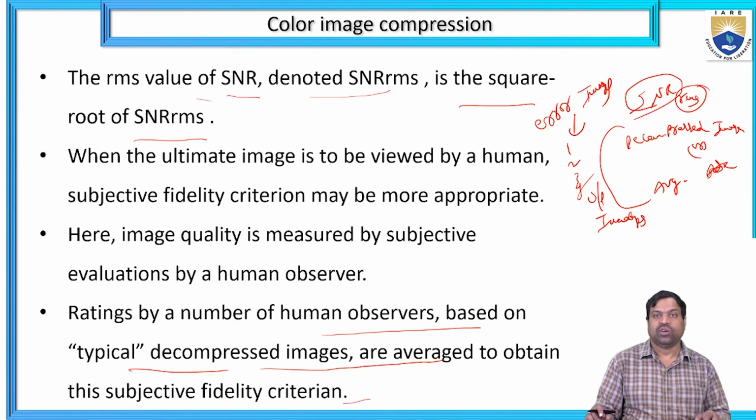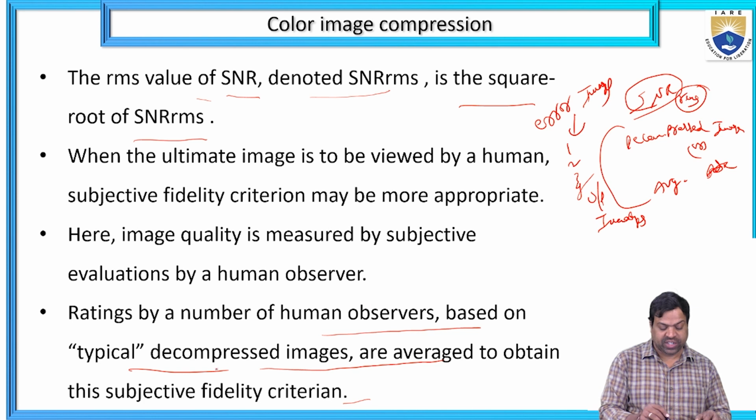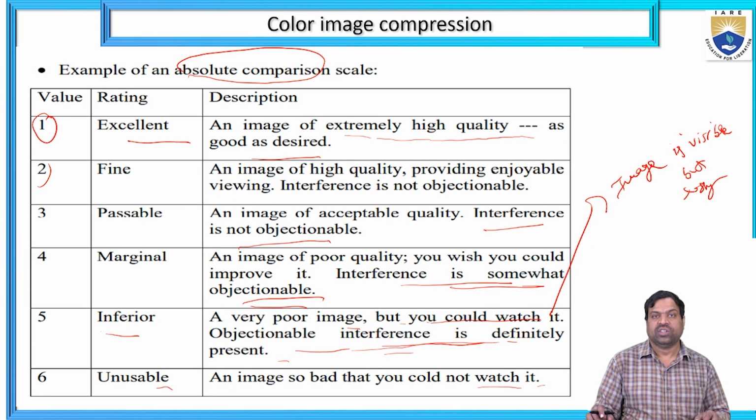So the RMS value of the signal to noise ratio is denoted as SNR RMS, and its square root. When the ultimate image is to be viewed by a human subject, fidelity criteria may be more appropriate. So the decompressed image or averaged images are in the form of image compressions. These are the absolute comparison values of the image compression levels.